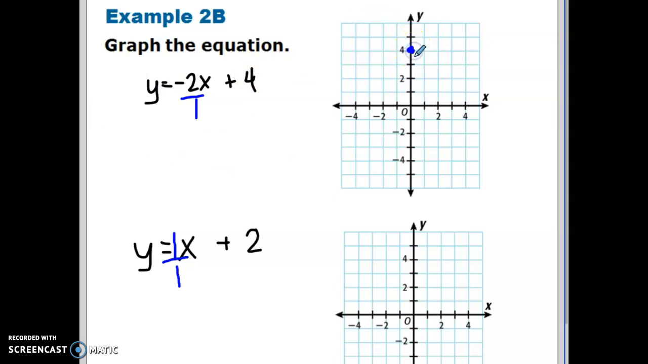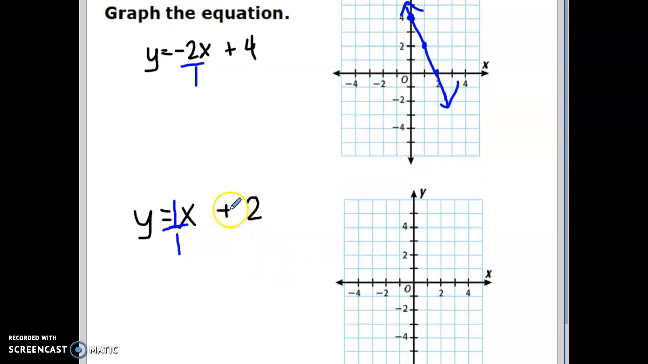And the slope is negative 2. So I'm going to drop 2 points and run 1. Drop 2 points, run 1. I'm just going to do 3 points. You only need to do 2, but I just felt like doing 3.